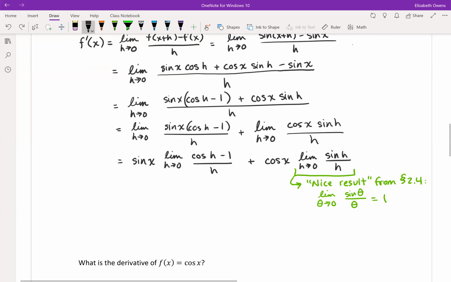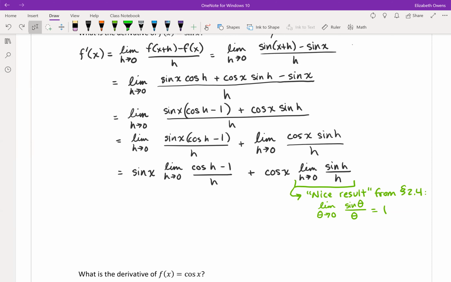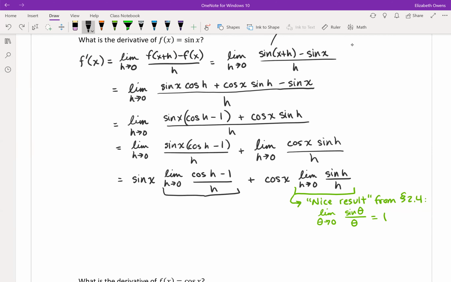This limit is going to come out to 1. But the other one, this limit here, we don't have as nice of a result for. So for this one, we're going to go back to an even older technique of approaching limits. You can estimate this limit using a calculator, by plugging in really, really tiny values of h.